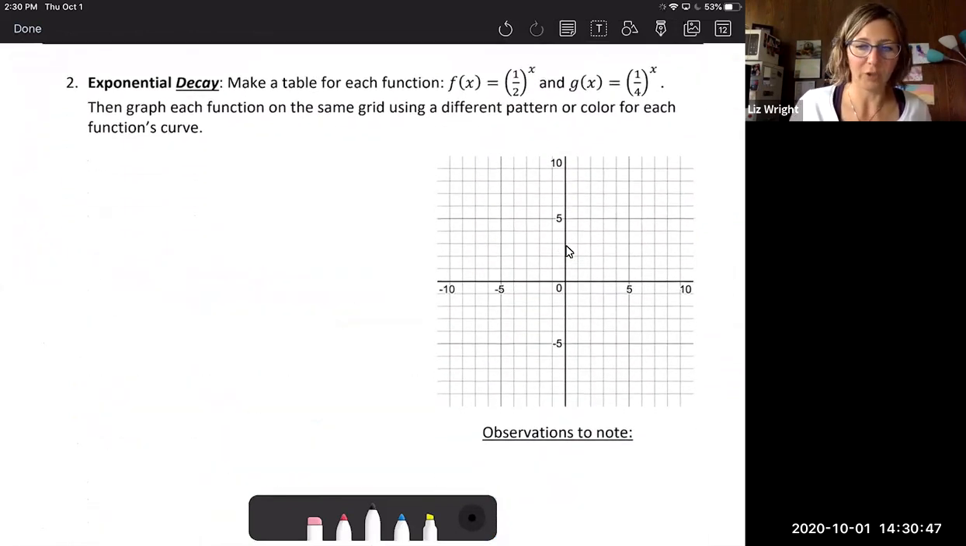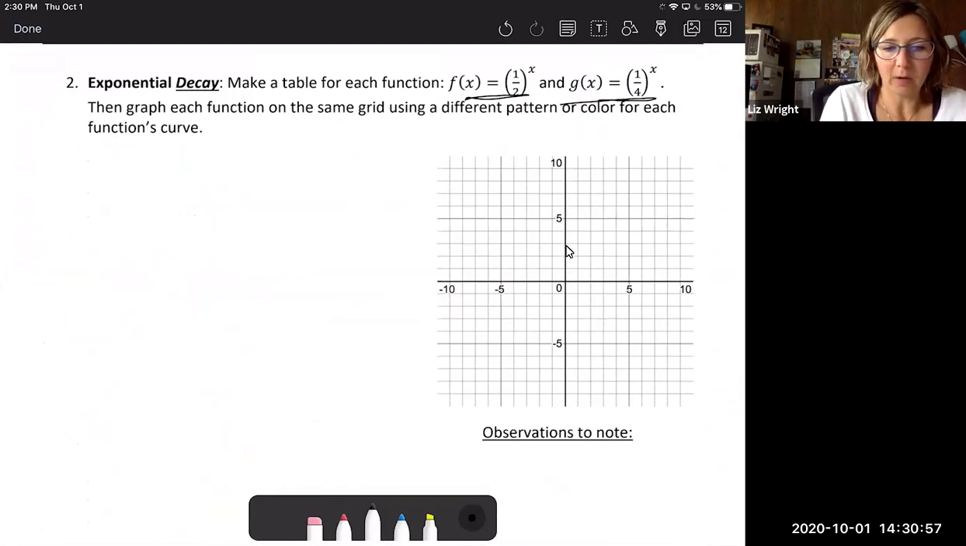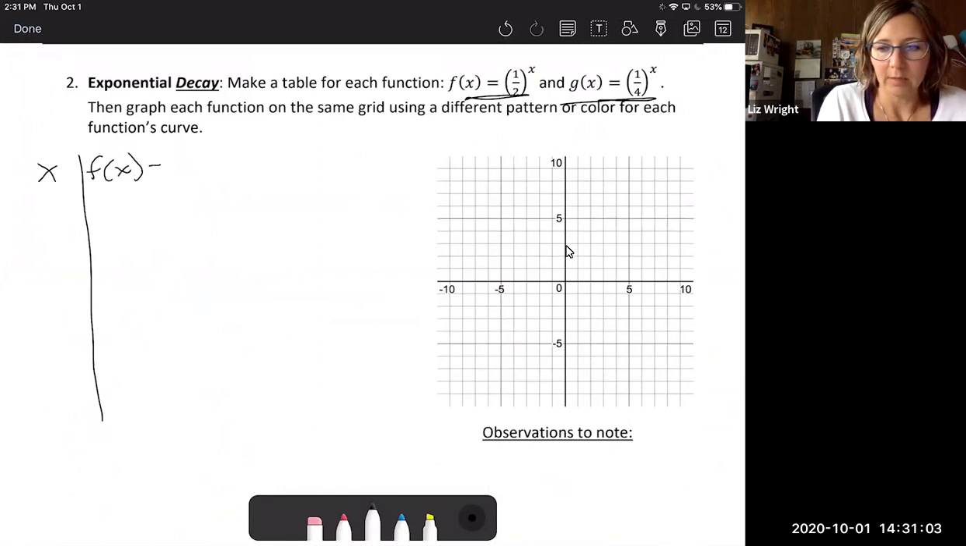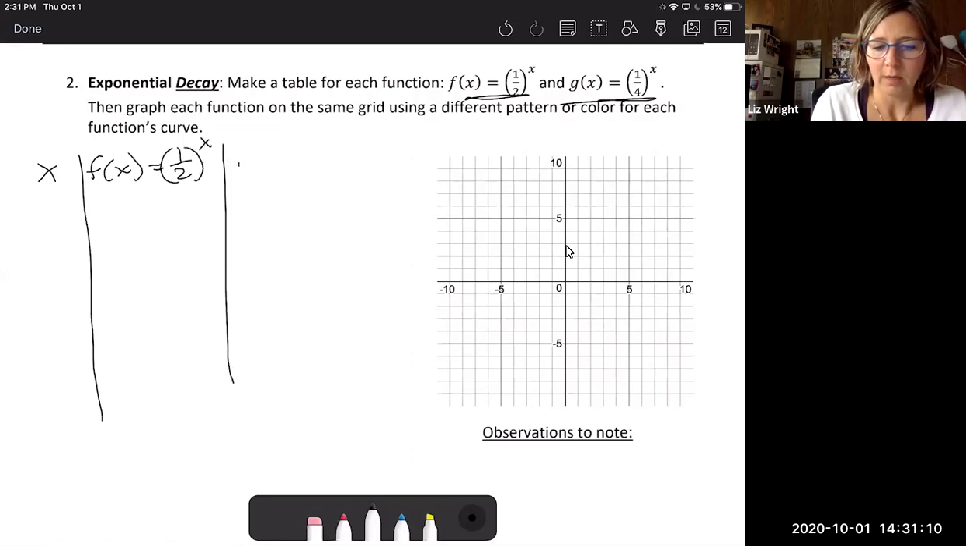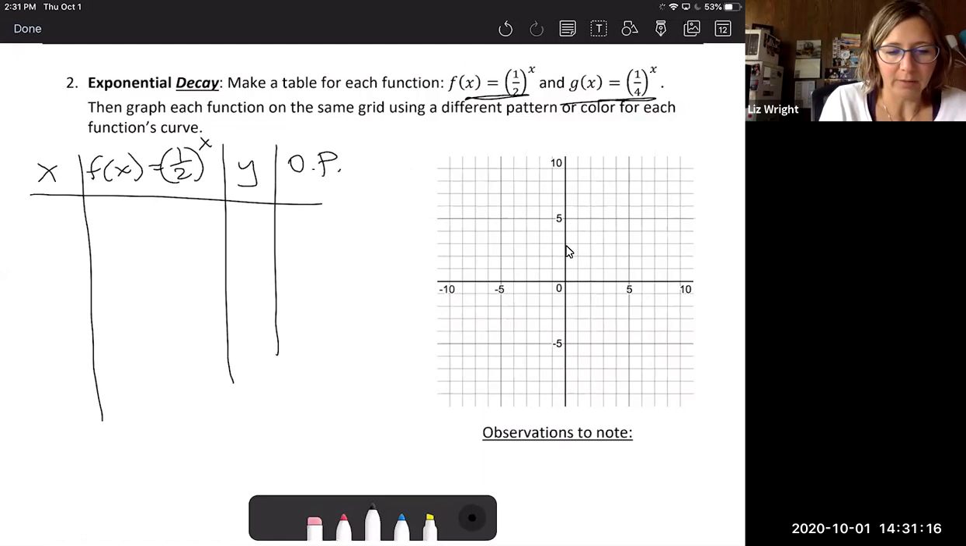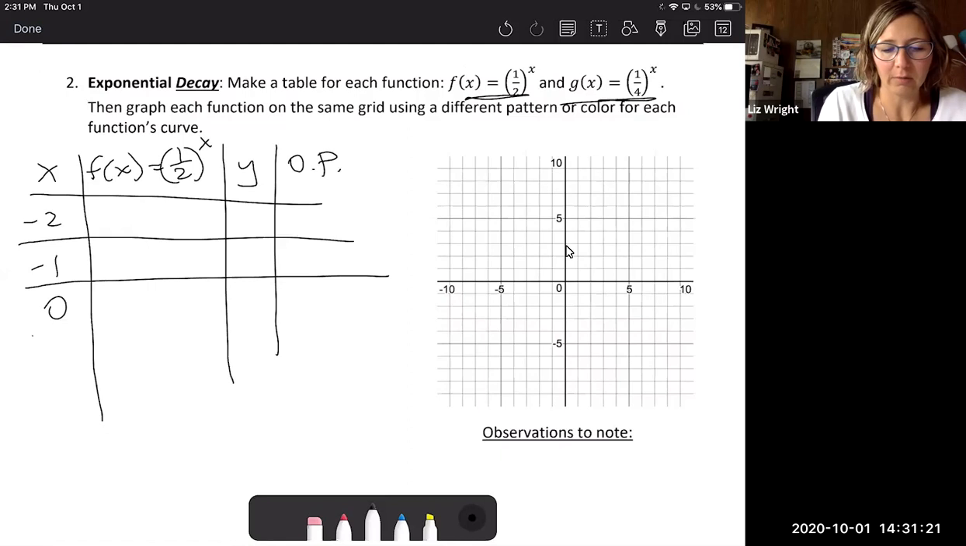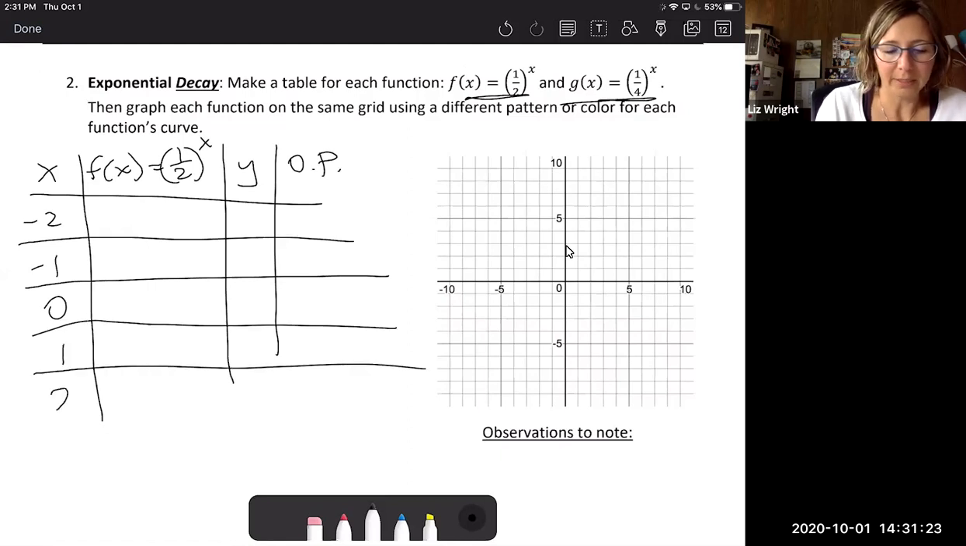So now let's look at exponential decay. We're going to graph these two. Let's make up our table again. We're going to have f of x equals (1/2)^x. You actually don't have to put f of x in there, I don't know why I added that. And then you've got y and then the ordered pair. All right, so then we're going to do -2, -1, 0, 1, and 2.